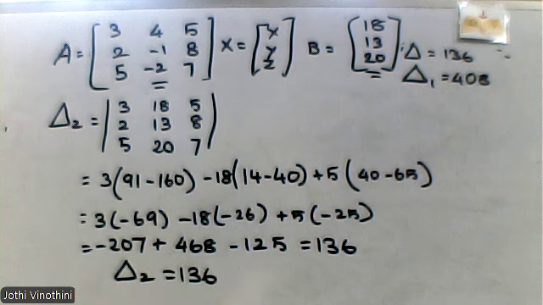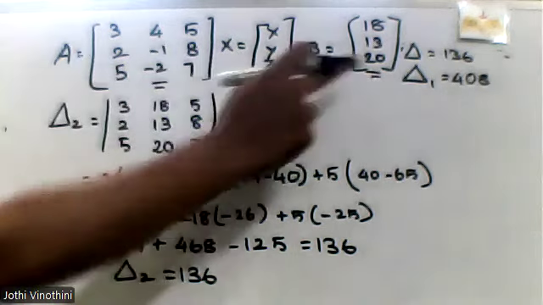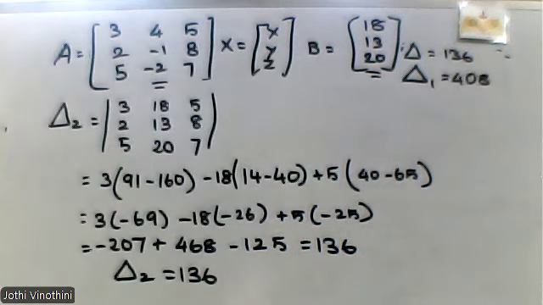How did we find del 2? We replace column 2 with the elements of B. Right? Right. I will give you 1 minute so that you can copy this and we will move to the next step.